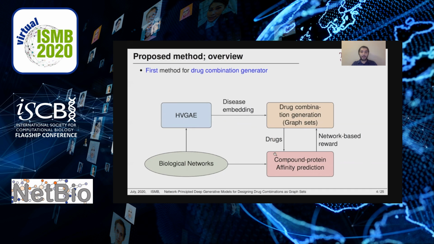Then we have created an oracle, which is based on a compound protein affinity prediction and a biological network to give us something called network-based reward, which I will introduce later. The compound protein affinity prediction is the model that we developed previously named DeepAffinity. Based on this network-based reward, the RL will learn to wisely and carefully design drug combinations for a given disease.